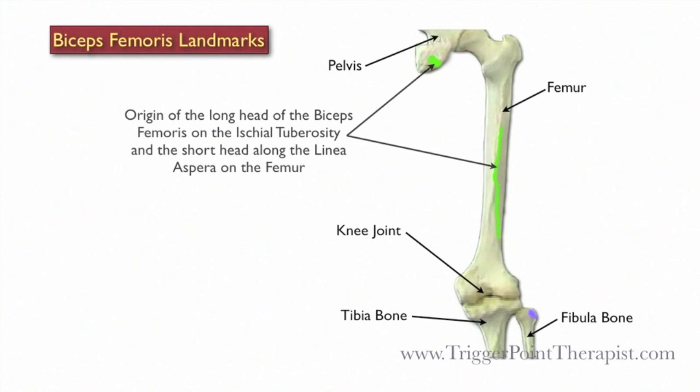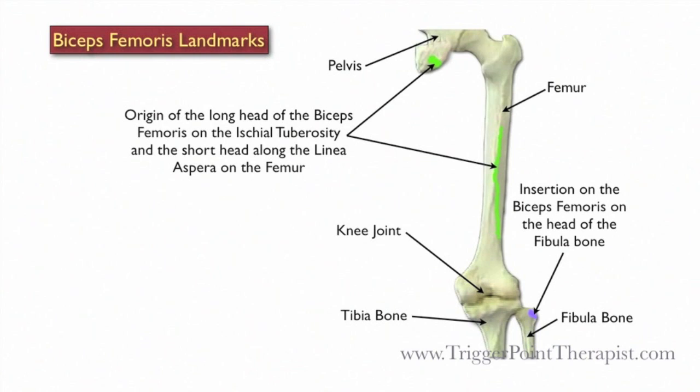Let's take a look at the biceps femoris landmarks, the same as the other 2 hamstring muscles. Now the origin of the long head of the biceps is on the ischial tuberosity, and the short head of the biceps femoris is along the linea aspera of the femur. The insertion is on the head of the fibula.